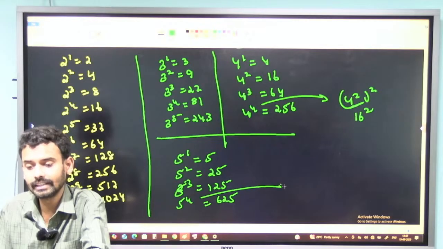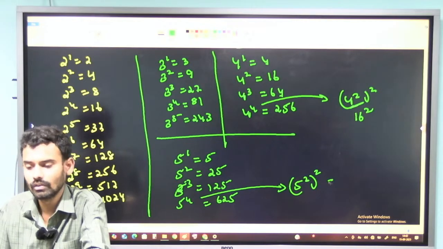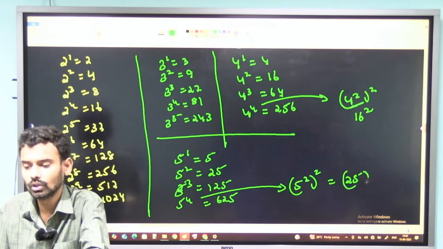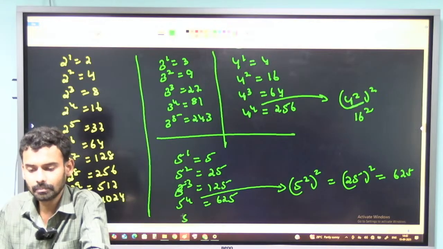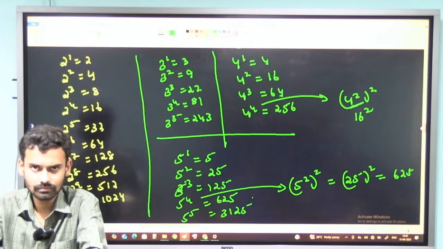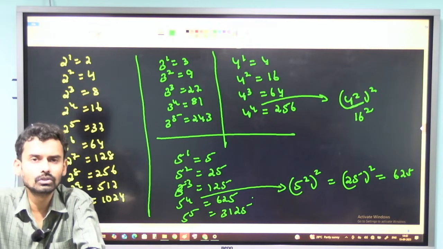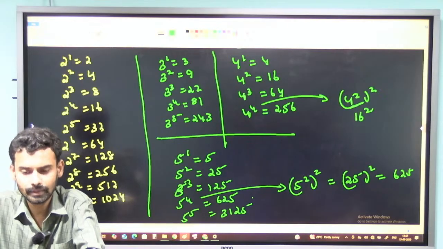As we know, 5 to the power of 4 can be written as 5 to the power of 2 whole to the power of 2. 5 to the power of 2 is 25, whole square, and 25 whole square value is 625. Then 5 to the power of 5 will be 3125, and so on. So these standard values you should be knowing, at least the values that I have written on the board, you should be knowing.